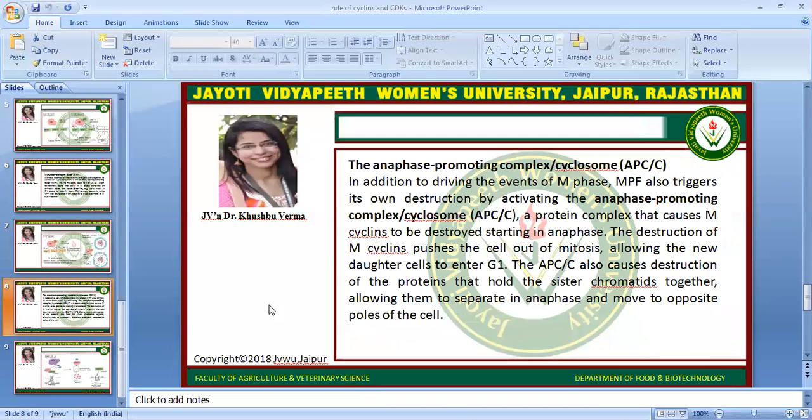The next factor is the anaphase promoting complex or cyclosome, which is APC/C. In addition to driving the events of M phase, MPF also triggers its own destruction by activating the anaphase promoting complex, a protein complex that causes M cyclin to be destroyed. Starting in anaphase, the destruction of M cyclin pushes the cell out of mitosis, allowing the new daughter cells to enter G1. The APC/C also causes destruction of the proteins that hold the sister chromatids together, allowing them to separate in anaphase and move to opposite poles of the cell.